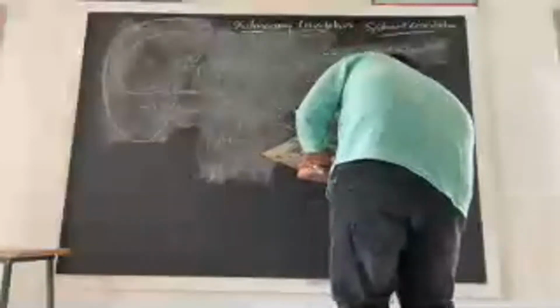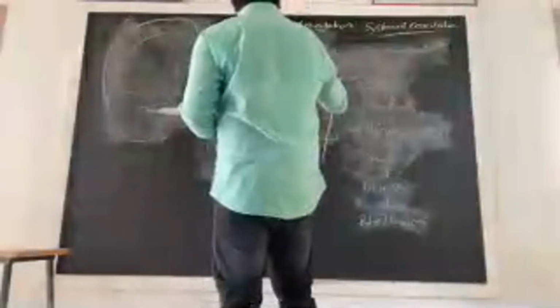Okay. Now, everybody, you have drawn that picture. Now, I'll also draw it. The shape is like an arch, just like an umbrella which is bent.